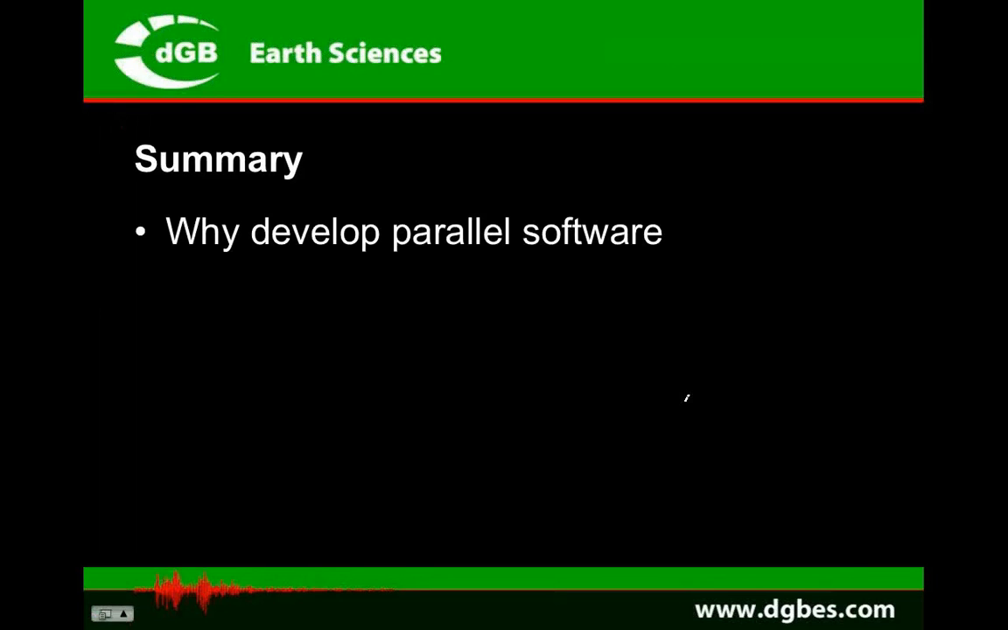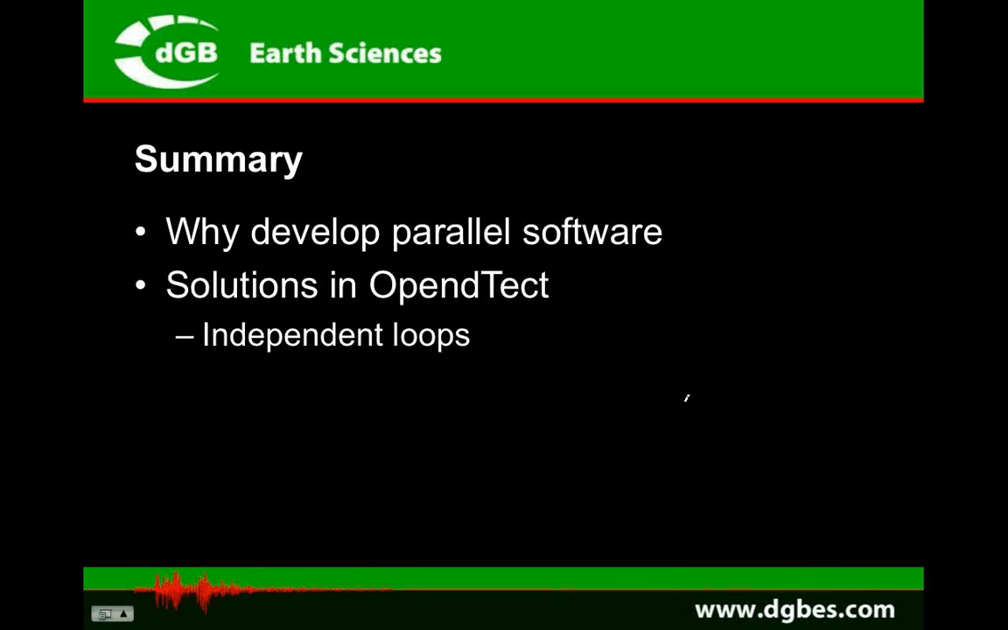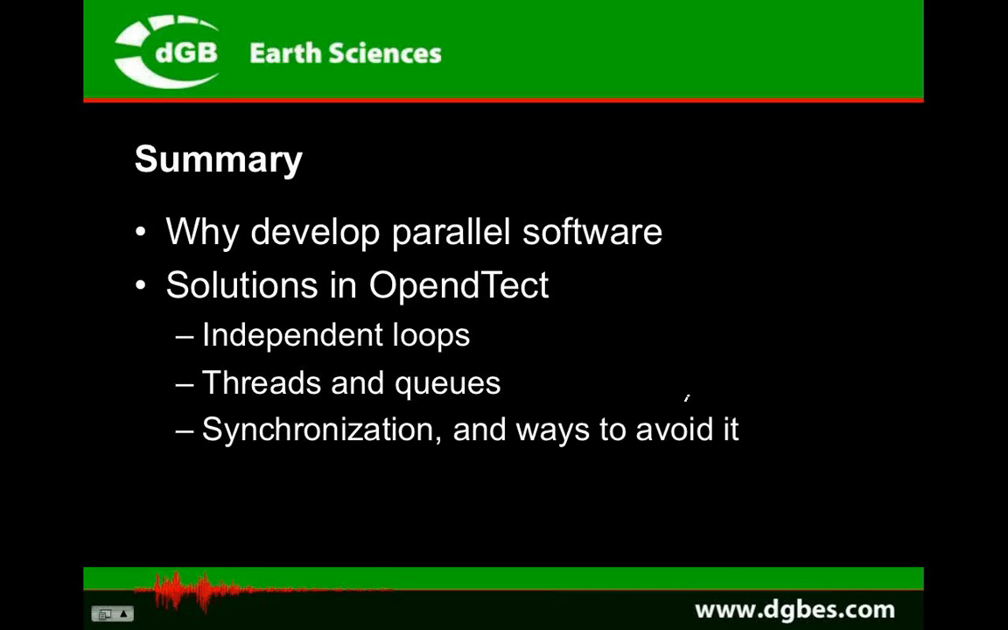So to conclude, we've been talking about why we develop parallel software in OpendTect, or why we have a need for it. We've talked about solutions for this in OpendTect: the parallel task, which we use for independent loops. We've talked about threads and queues. We've also talked about synchronization, the mutexes, and also ways to avoid it, because there is a price to pay for that. And we've briefly mentioned some of our experiences doing this.